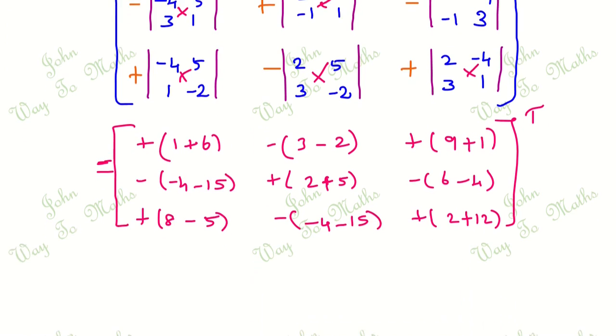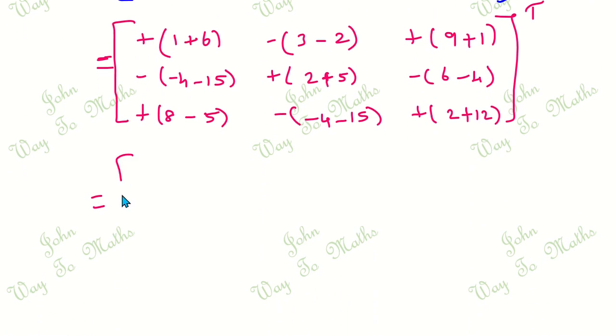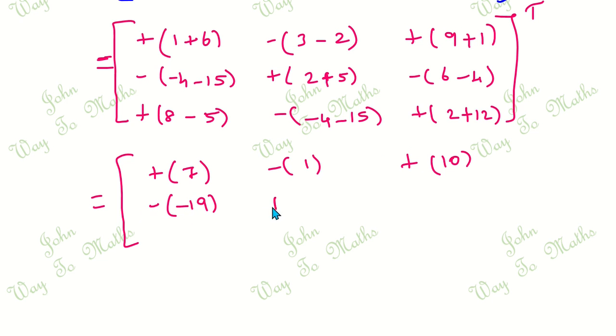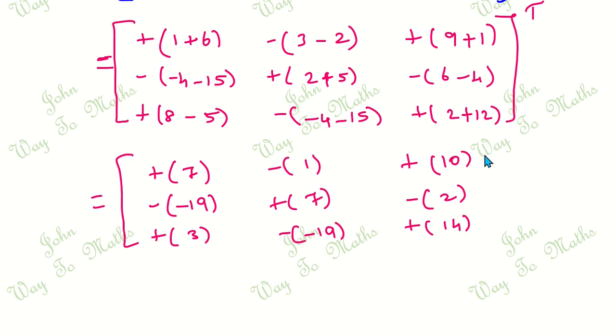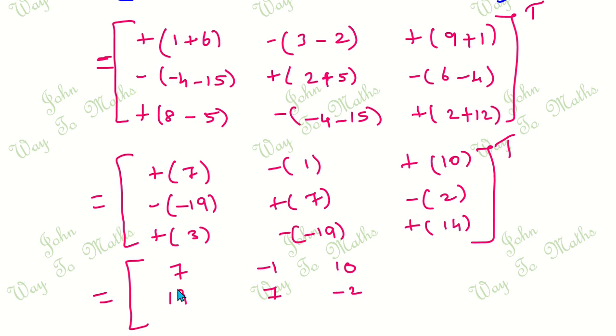which is equal to plus 1 plus 6 becomes 7, here minus of 3 minus 2 becomes 1, then plus 9 plus 1 becomes 10, here minus of minus 4 minus 15 becomes minus 19, plus 2 plus 5 becomes 7, minus 6 minus 4 becomes 2, plus 8 minus 5 becomes 3, minus 4 minus 15 becomes minus 19, plus 2 plus 12 becomes 14, then whole transpose, which is equal to 7 minus 1 10, minus minus plus 19, 7, minus 2, 3, 19, 14 whole transpose.